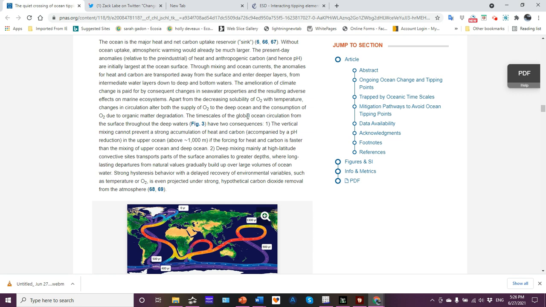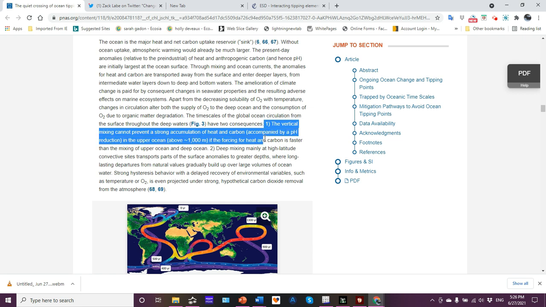The timescales of the global ocean circulation from the surface throughout the deep waters, that's figure 3, I'll get to that in a moment, have two consequences. The vertical mixing cannot prevent a strong accumulation of heat and carbon accompanied by pH reduction in the upper ocean above about 1,000 meters if the forcing for heat and carbon is faster than the mixing of upper ocean and deep ocean. Okay? Let's think about that.